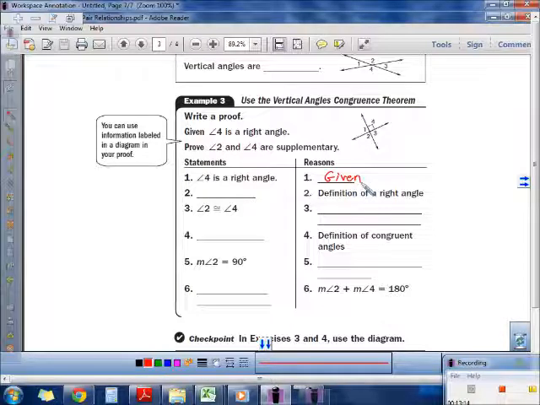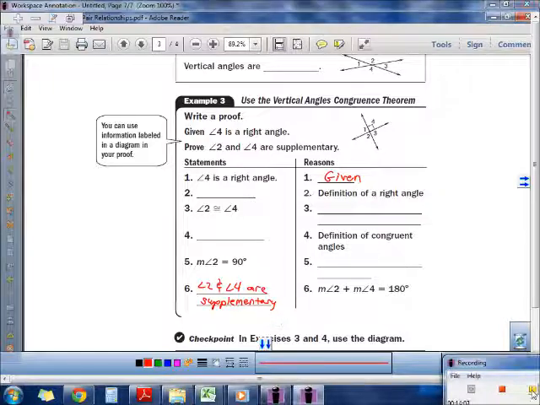Are there any other given statements in here? No, it didn't tell us anything else in this given statement. There's something else that I could write, and that deals with the prove statement. Where's the prove statement going to end up? At the very bottom down here. So I should say angle 2 and angle 4 are supplementary. There's some easy points. Those are easy.